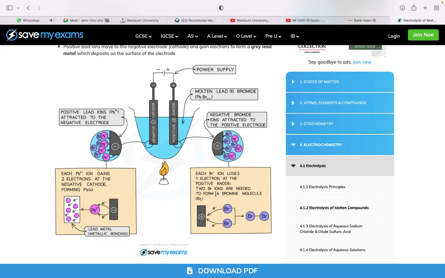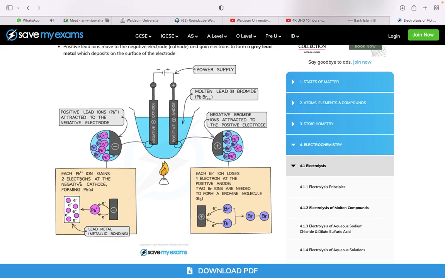So 2 bromine ions are needed to form a bromine molecule, right? A bromine molecule is Br2, so we need a minimum of 2 bromine ions to lose their electrons at this place, and the electrons will flow back to the battery and come back through to the other side. Then let's take a look at the other side, the negative electrode, the cathode.